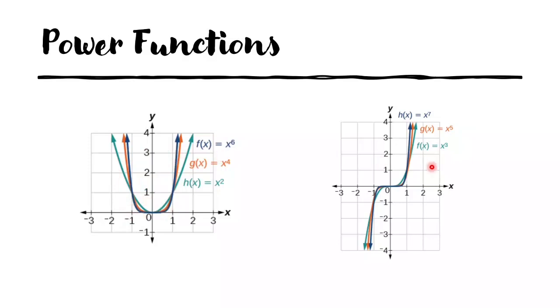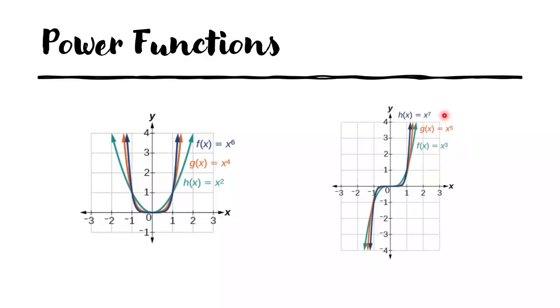We see a similar pattern if we look at the graphs on the right of the screen. These are all power functions with odd powers. In green is y equals x to the third. That was one of our toolkit or parent functions. Right side goes up, left side goes down. We see the same shape when we graph y equals x to the fifth and y equals x to the seventh.